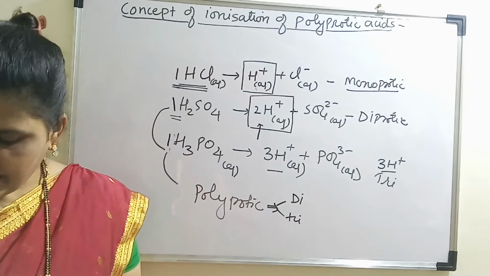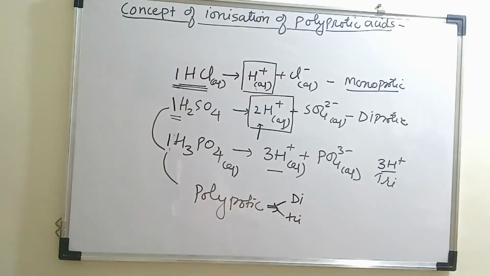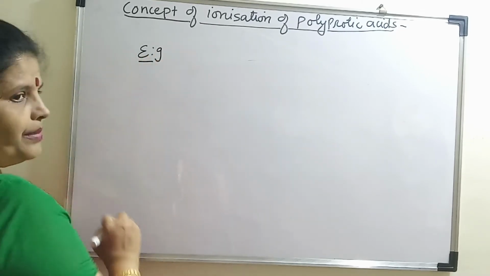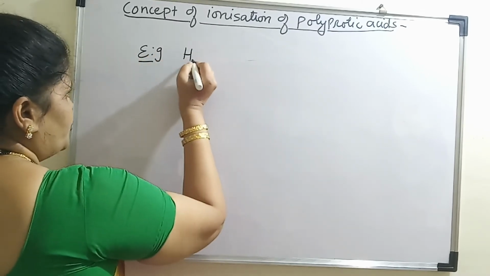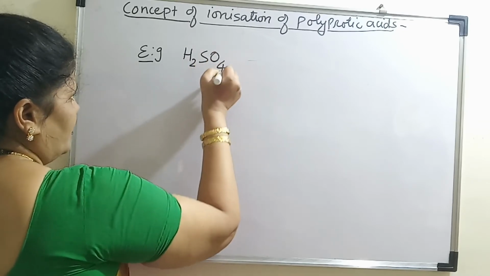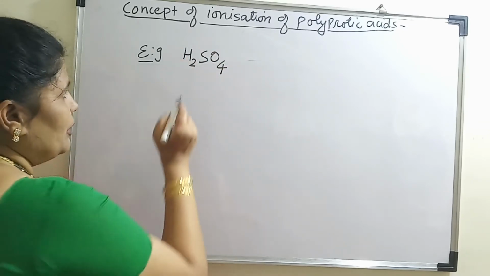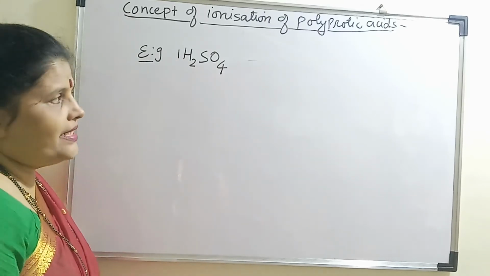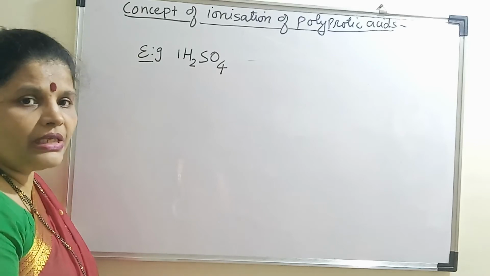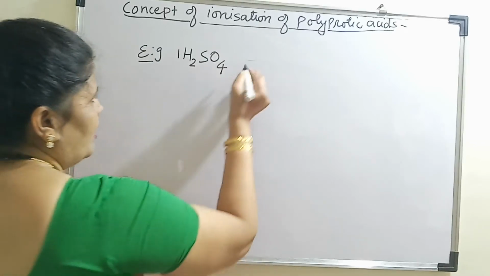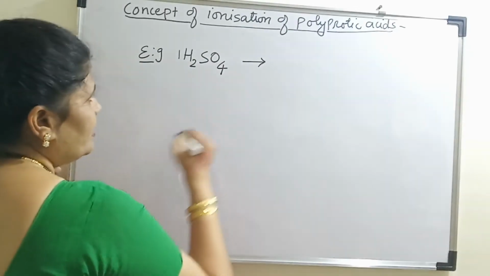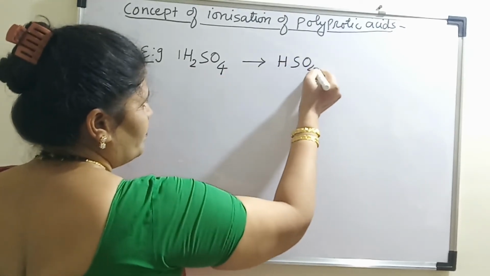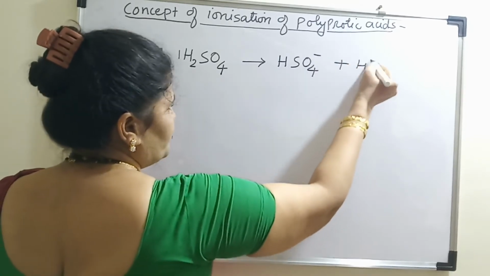Now let us see the examples here, students. Here I am considering H2SO4. If you see the molecule, it has 2 H plus. I am considering 1 mole. I am not considering HCl because it is a monoprotic acid, and in one step it will give you the H plus ion. So let us see this particular acid. How will it get split first? It will give me HSO4 minus plus H plus.